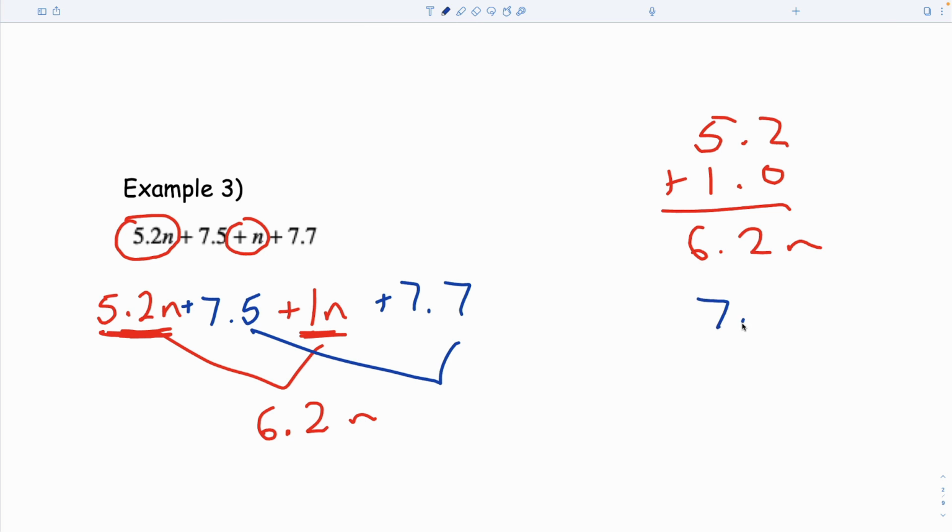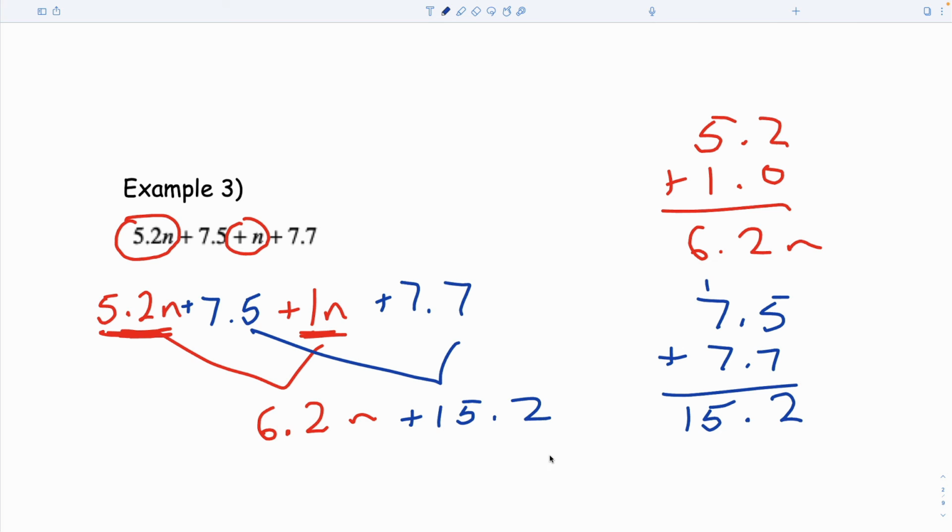And they're both good guys, so this problem is actually pretty easy because everything's a positive. It makes it really easy to be precise. 15.2. Can I combine 15.2 with 6.2? No. Why not, Hendrix? Could I combine those two? No.